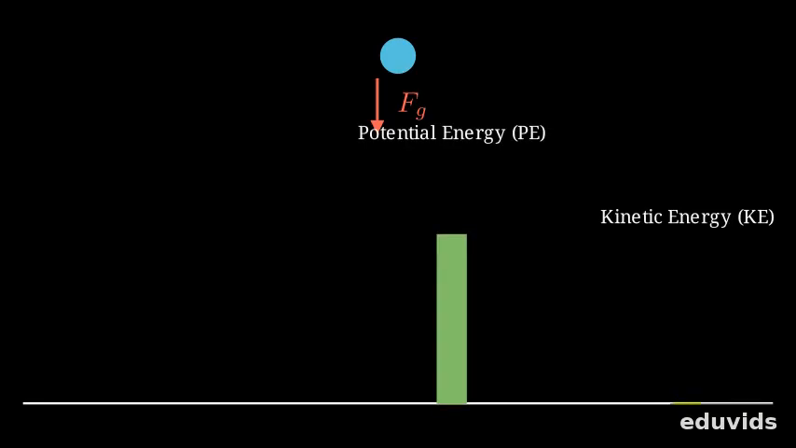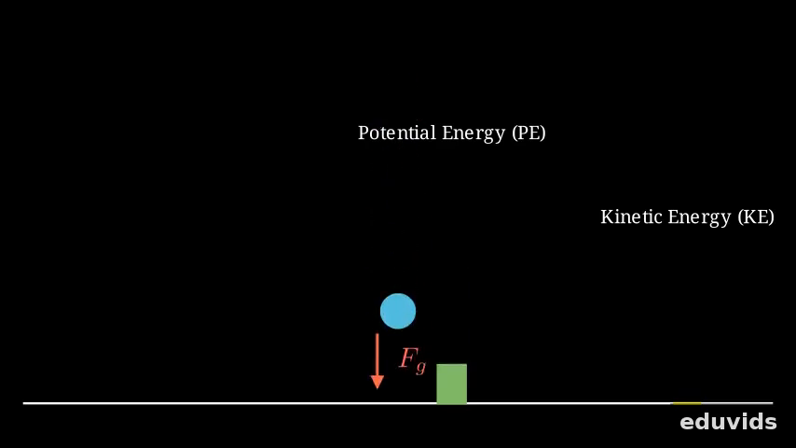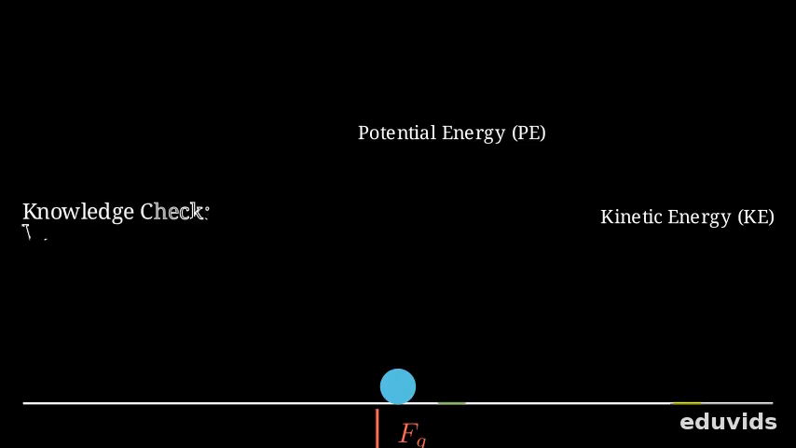At its highest point, the ball possesses maximum gravitational potential energy, ready to be converted. As it falls, this potential energy transforms into kinetic energy, the energy of motion. Watch as the potential energy bar shrinks, and the kinetic energy bar grows, reflecting this continuous conversion. So, at what exact moment is the ball's kinetic energy highest? Just before it hits the ground?